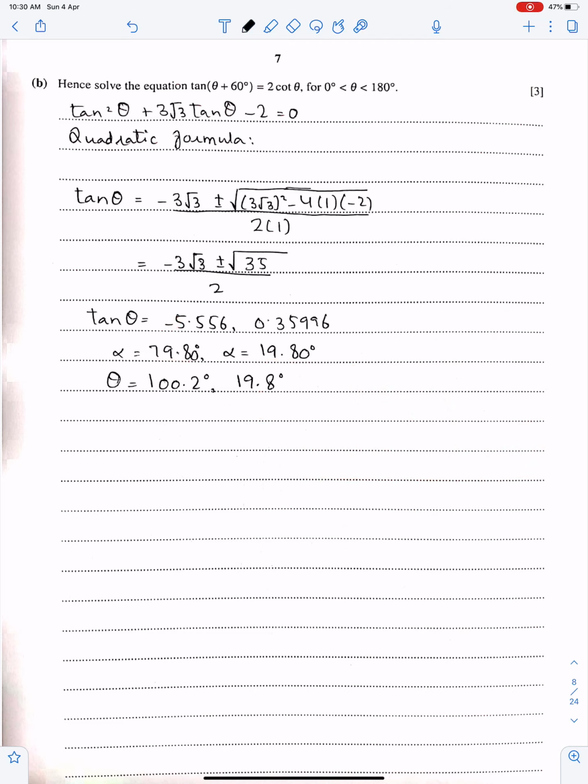Make sure you give your answer up to 1 decimal place, because the answers are in degrees. When answers are in degrees, we give the answer up to 1 decimal place.